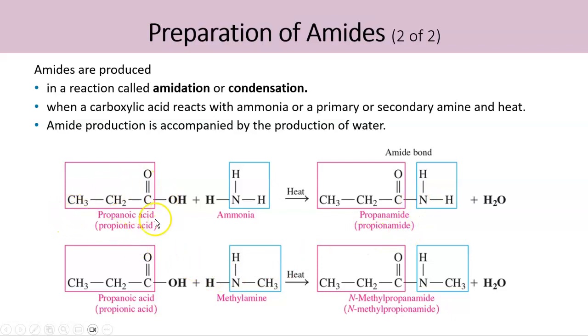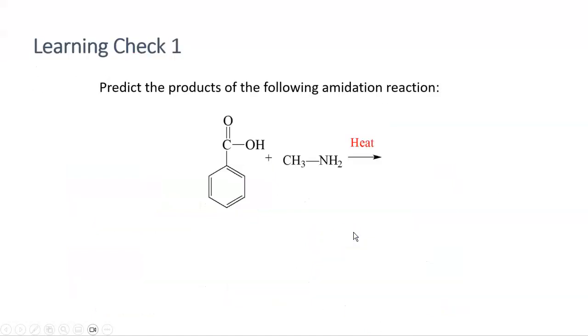In this example, propanoic acid reacts with ammonia to form propanamide. In the second example, propanoic acid will react with methylamine, which is a primary amine, to form N-methyl propanamide. Those are just two examples of condensation reactions.